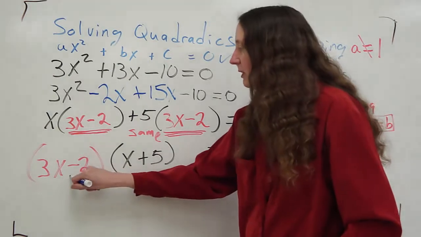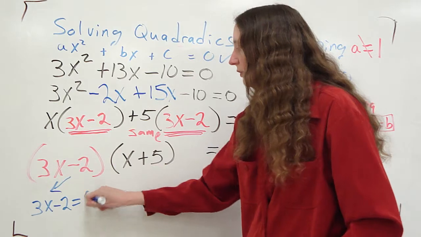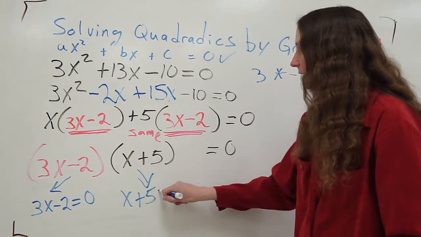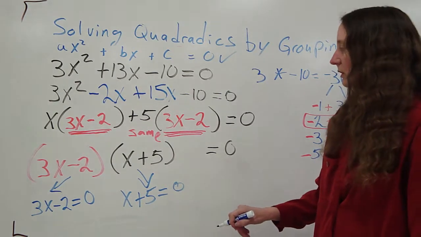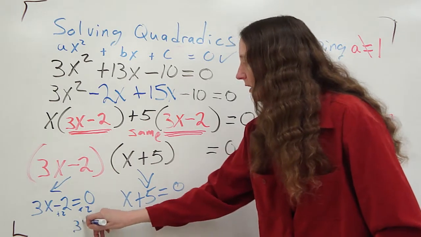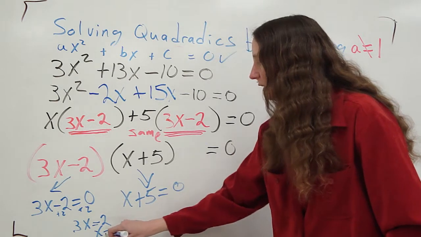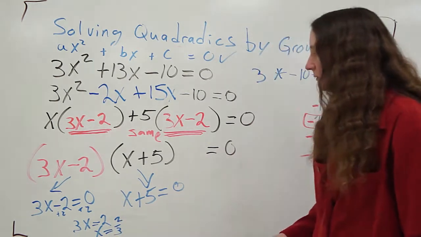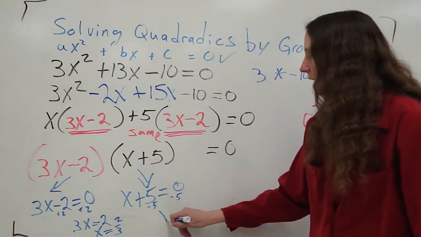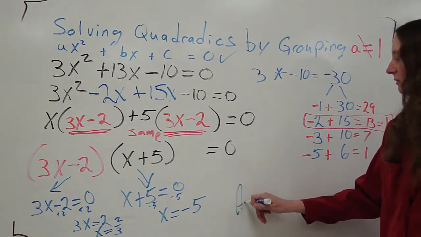I now split this up. 3x minus 2 equals 0. x plus 5 equals 0. Add my 2 over. 3x equals 2, or x equals 2/3. Subtract my 5 over. X equals negative 5.